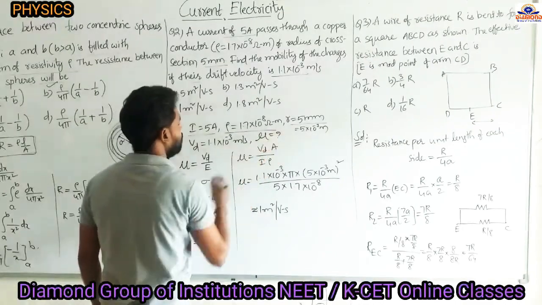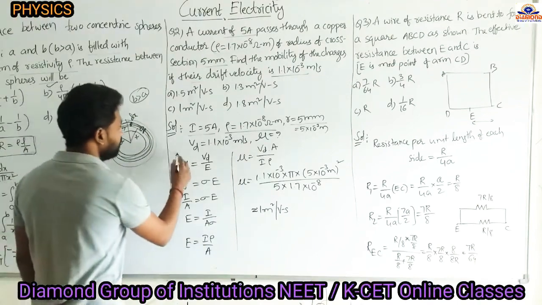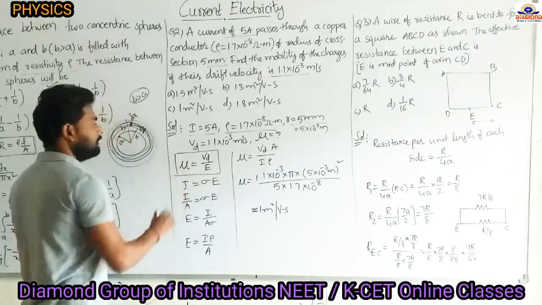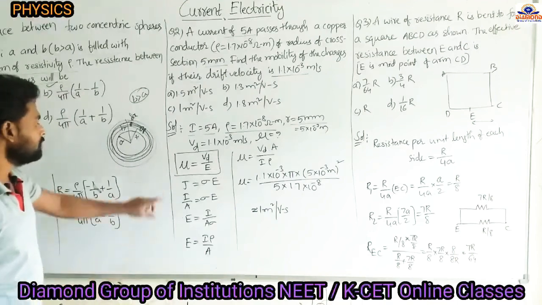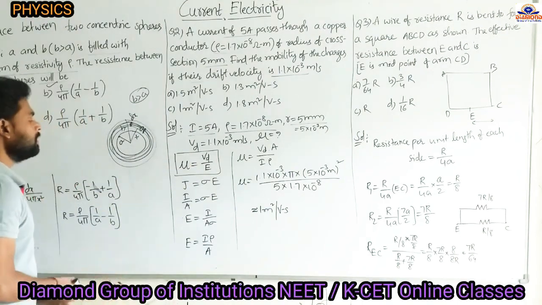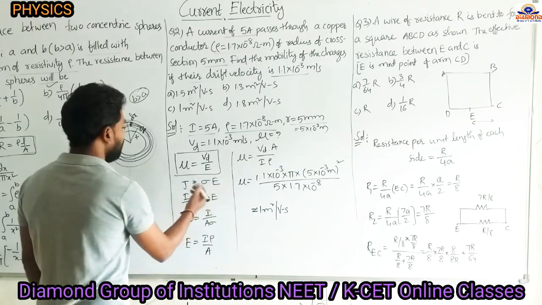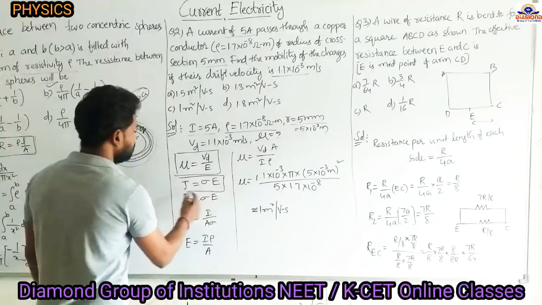Mobility equal to how much? Already we know all the formulas. Mobility is the ratio of the drift velocity to the electric field. Here we know the drift velocity, but the electric field E value we don't know. So how to find E? Here we know the relationship between E and the current density: J equal to sigma E.